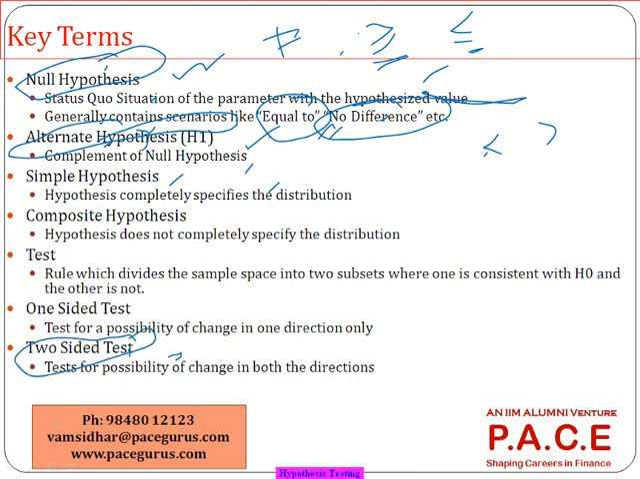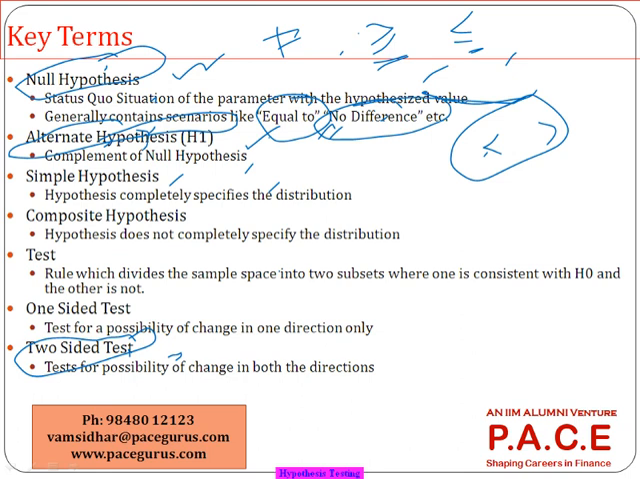Whenever the alternate hypothesis contains two directions, which means a not equal to kind of scenario, we call those kind of tests two-sided, or sometimes two-tailed tests. And whenever the alternate hypothesis contains only one direction, like less than or greater than, then the null hypothesis will contain the complement of it, which is greater than or equal to, or less than or equal to.